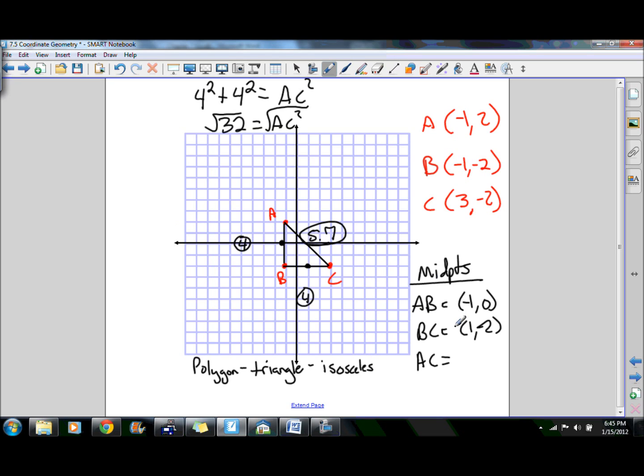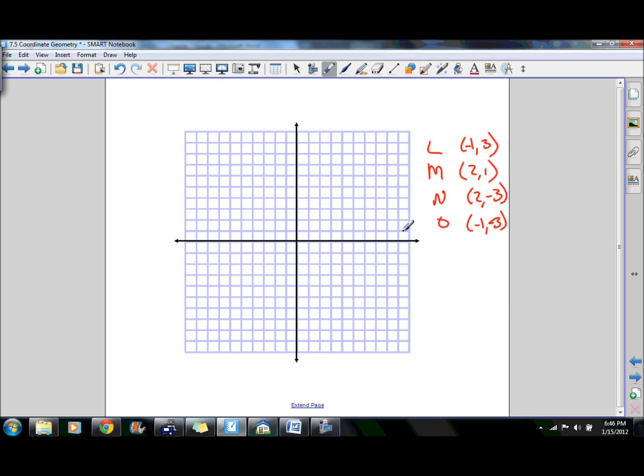We found all the sides. We found the midpoints that we could. We're going to skip the midpoint on that one for now. Okay, so let's move on. Now we have to draw our own shape and then find the midpoints for each of them and classify.